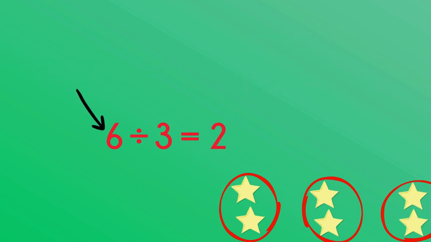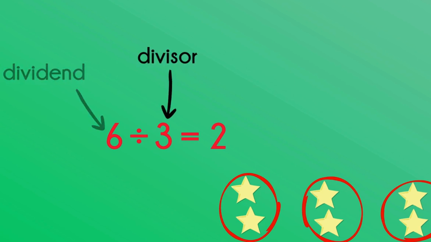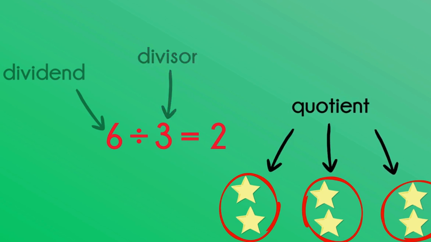The number we are dividing up is called the dividend. And here is the divisor. The divisor shows us the number of groups we're splitting the dividend up into. The quotient is the number that is in each group. In other words, it's our answer.